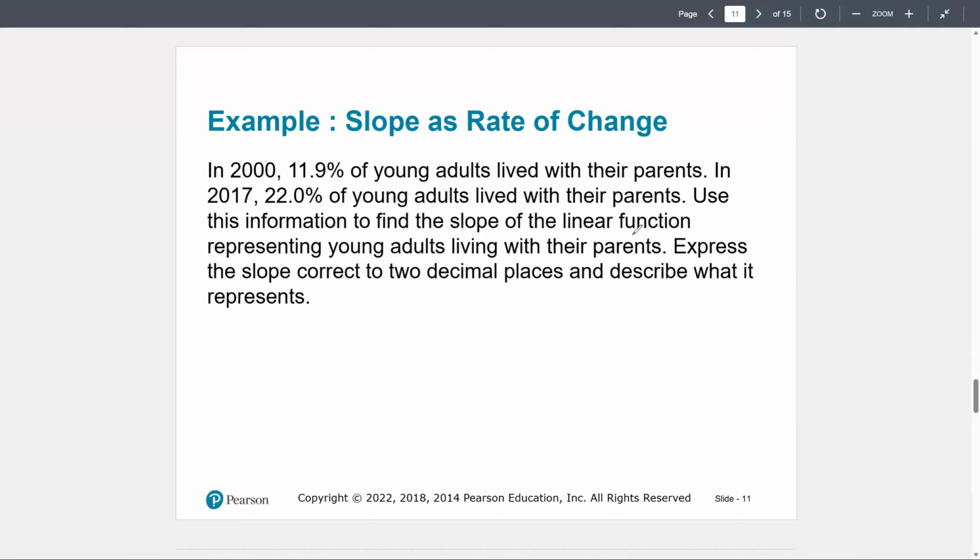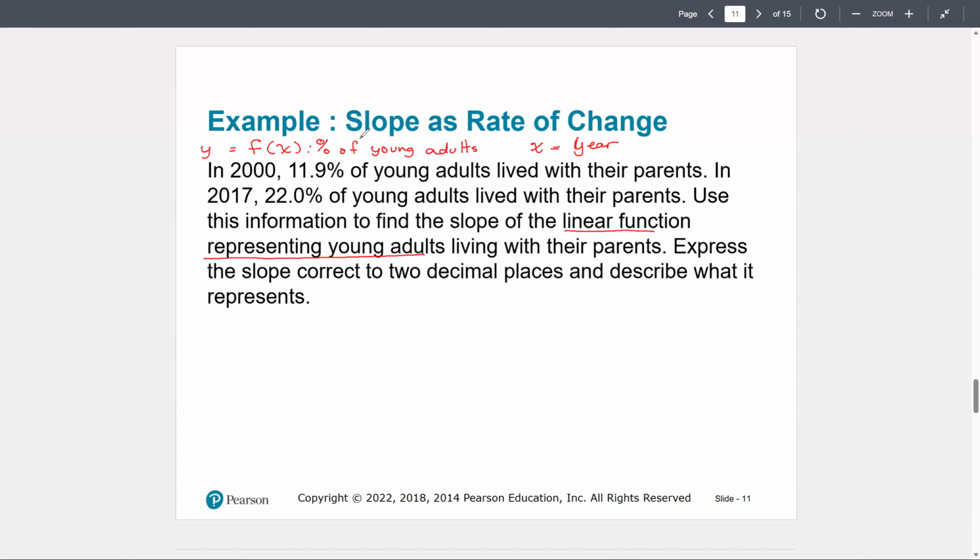So we want a function representing young adults living with their parents. That means f of x is going to be the percentage of young adults living with their parents. We'll just write young adults to save on space here. And then x would have to represent year or time. So we want to just look for the slope and express it to 2 decimal places.